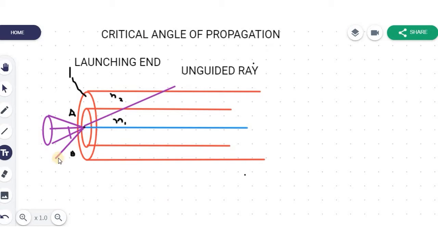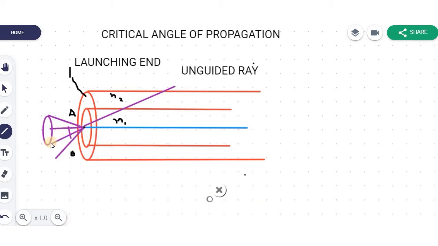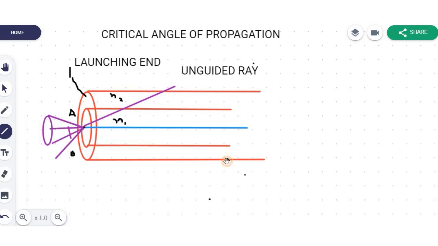Now there is another ray. I assume another ray, and this is that ray. This is the ray which is traveling.